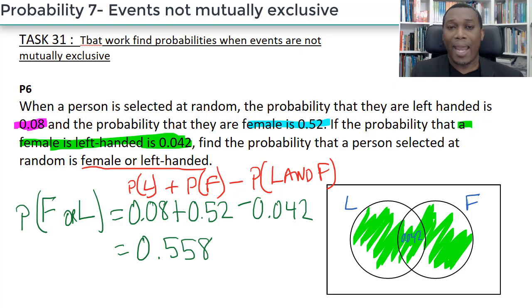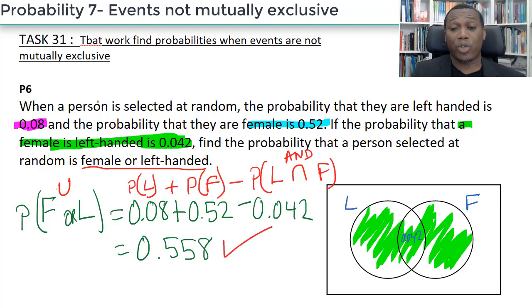I can touch on the set notation with you. That's a separate lesson really. But intersection means the word "and": L intersection F. And the symbol for "or" is union, having a U shape: F union L. And that's the general formula. I'll finish with that. You'll see what I've done. I've added two numbers and taken away the overlap. That gives you your answer, 0.558.